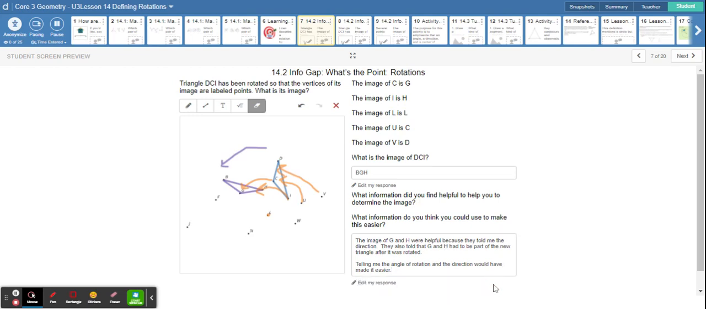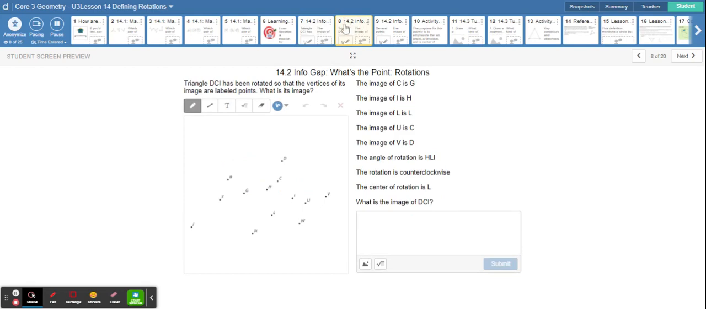Okay. Let's take a look at the next one. It's very, very similar to the one we just had, with all those same pieces of information, but now they're giving us a little bit more. The angle of rotation is HLI. The rotation is counterclockwise. Okay, that's what we were thinking. The center of rotation is L. Up here, remember it said L went to L? That makes more sense. If L is the center of rotation, it wouldn't move. So that's why it's saying L goes to L. See, L is here.